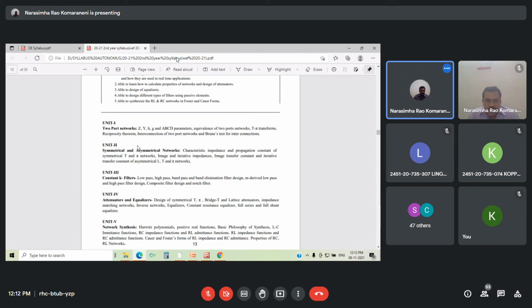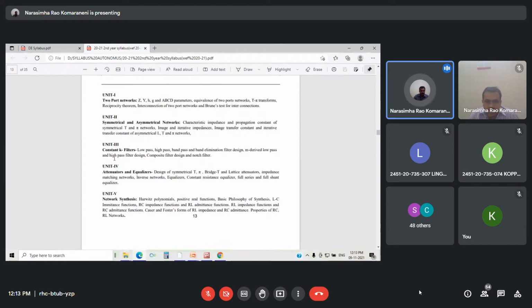We study the symmetrical and asymmetrical networks, right? So what is the difference between the symmetrical and asymmetrical networks, and different types of these T networks and pi networks, right? And in third unit, we study the filters, constant K filters, and M-derived filters, composite filters, and their design, right? The next, coming to the fourth unit, we have these attenuators and equalizers, right?